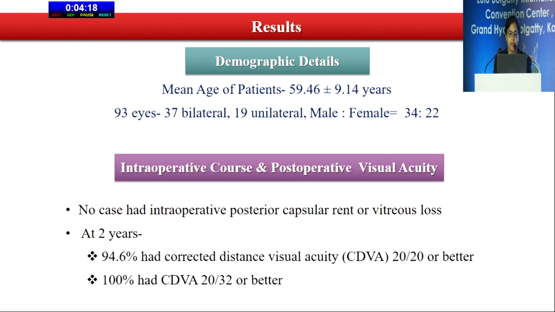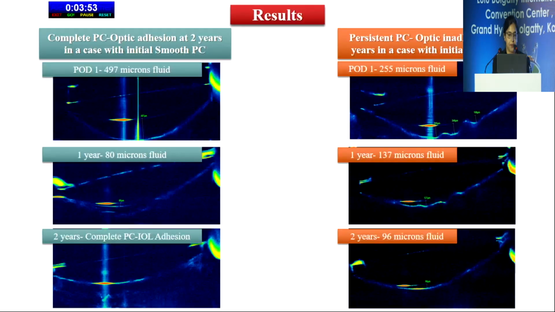So these are the demographic details of the patients. The mean age was 59.46 plus minus 9.14 years. 93 eyes were implanted, 37 bilateral, 19 unilateral. Intraoperatively, no case had any posterior capsular rent or vitreous loss. At 2 years, 94.6% had a corrected distance visual acuity of 20/20 or better. 100% had a corrected distance visual acuity of 20/32 or better.